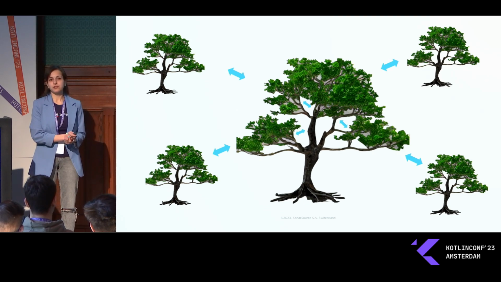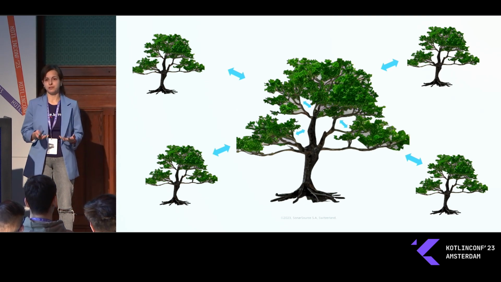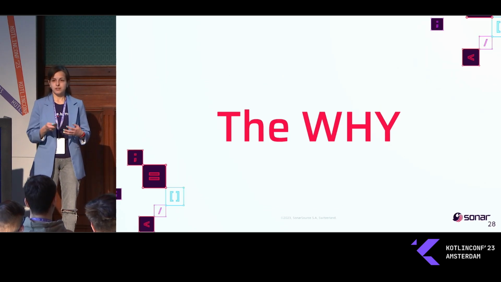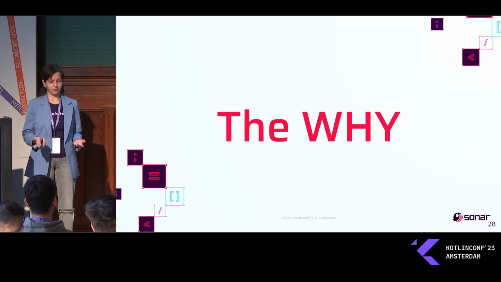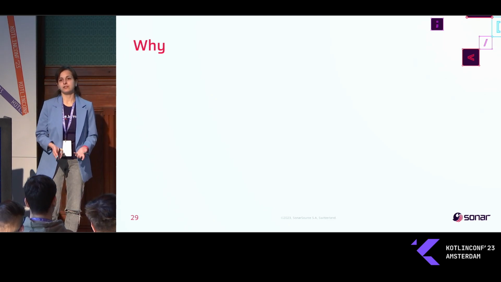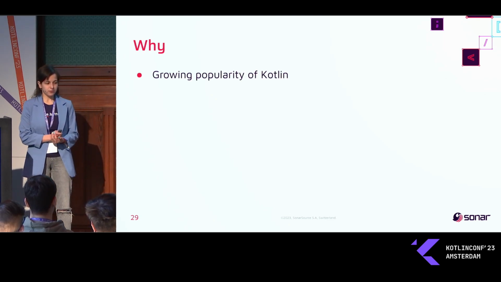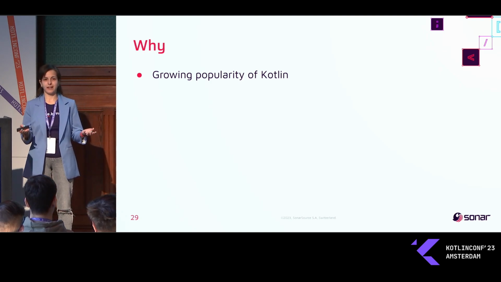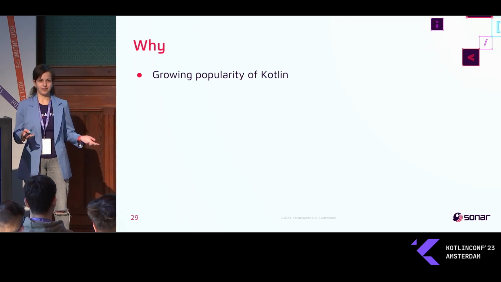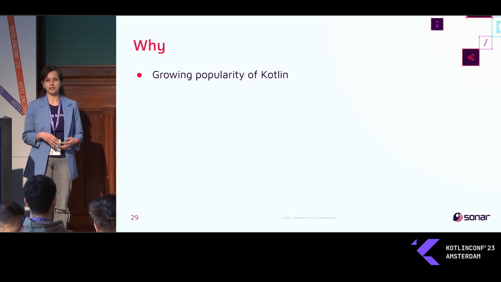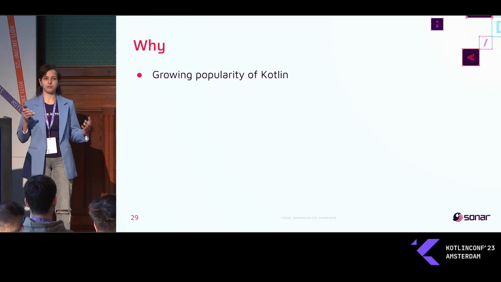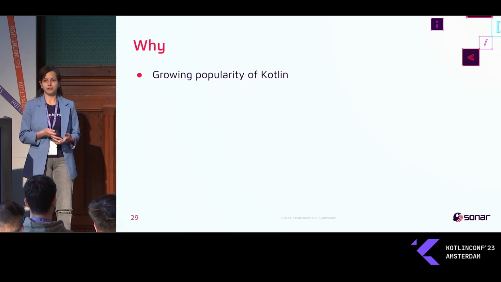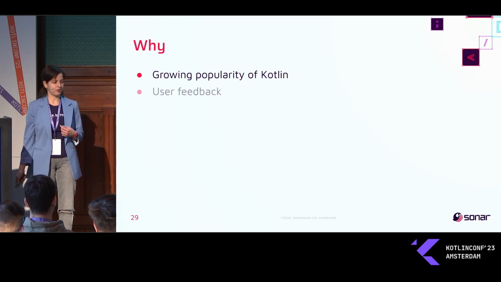So semantic is very important to write high precision rules, and we were missing it. So this is actually the why. Why we needed to do something with Kotlin. First of all, because Kotlin is growing in popularity, and you definitely see this at this conference. There are a lot of people here, a lot of talks, and all the frameworks and big companies are supporting Kotlin, so it would be dumb not to see the growth of the language.